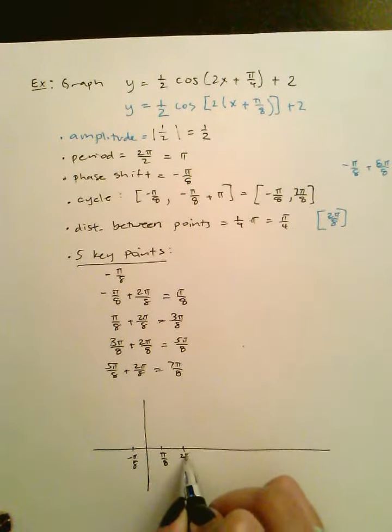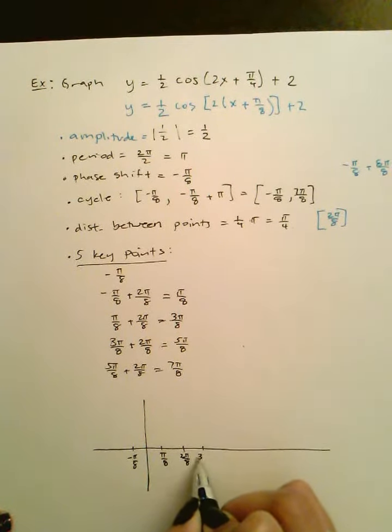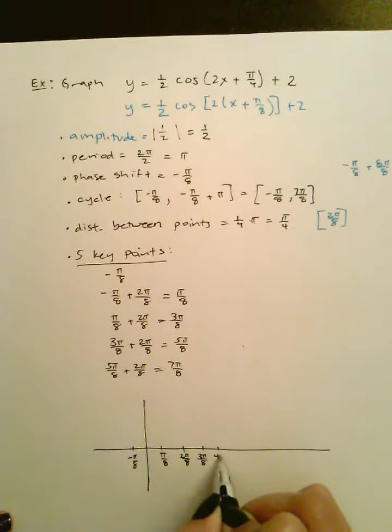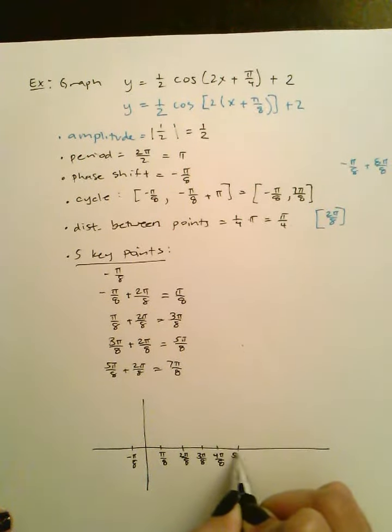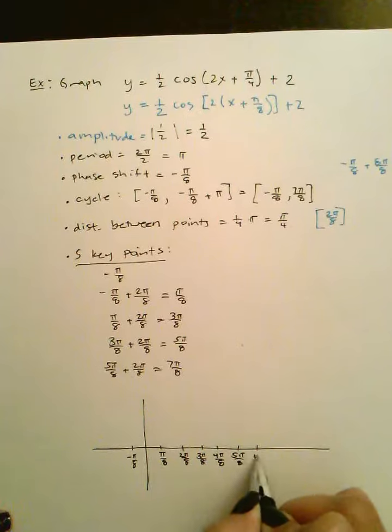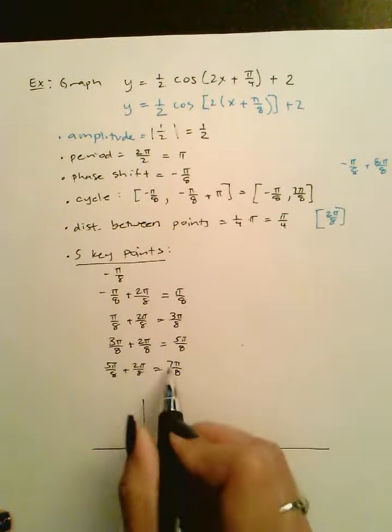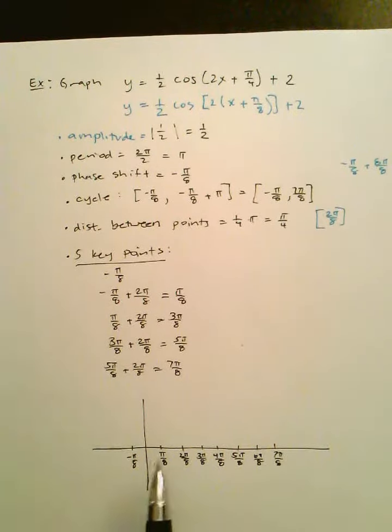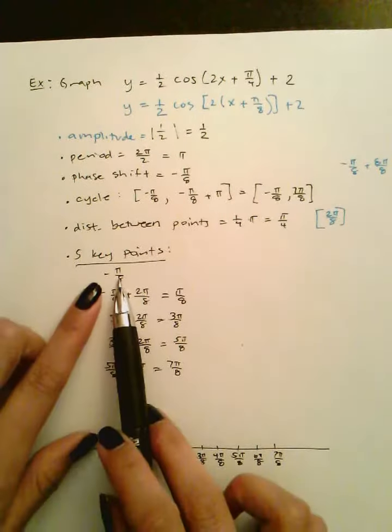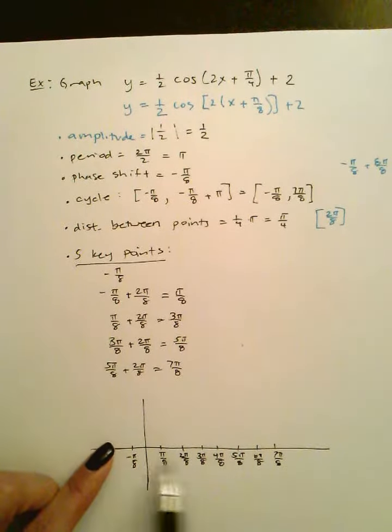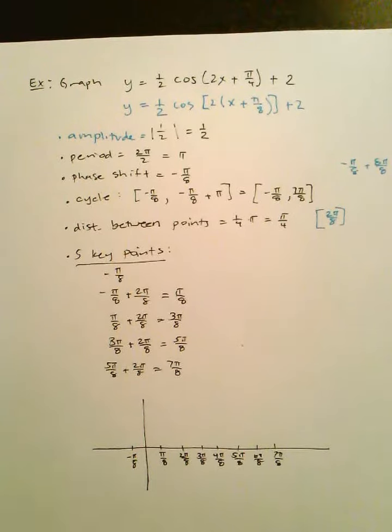So this is 2 pi over 8, and then this is 3 pi over 8. This is 4 pi over 8. This is 5 pi over 8. 6 pi over 8, and 7 pi over 8, and I'm just going to stop at that 7 pi over 8. So you might notice that I have more numbers on here labeled than what I have for the 5 key points. We're just going to go to the 5 key points and we're going to find them on our labels here. So the next thing I want to do is use that amplitude.